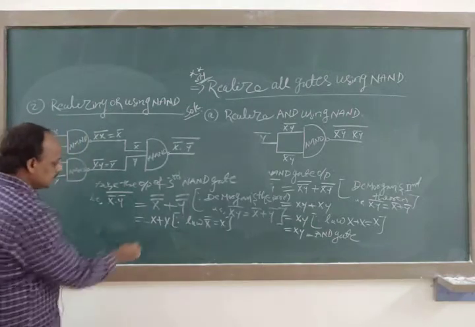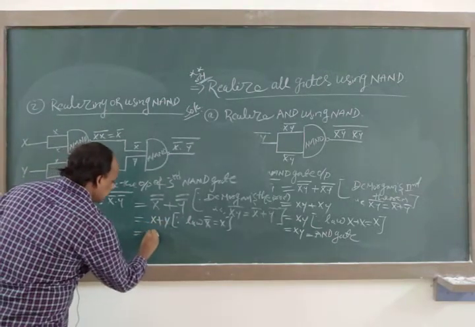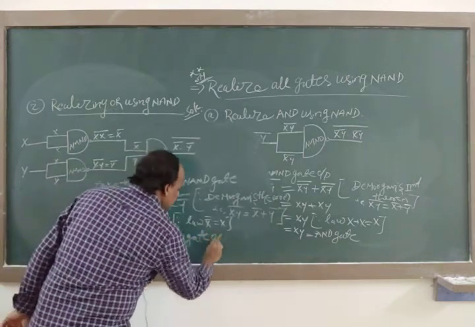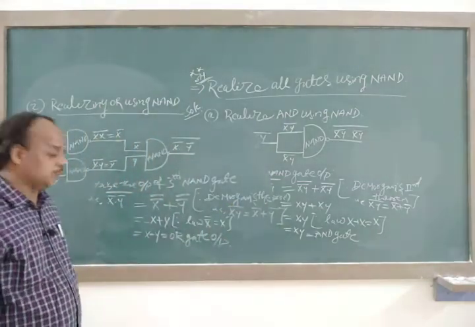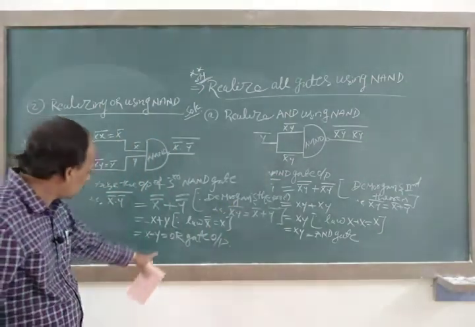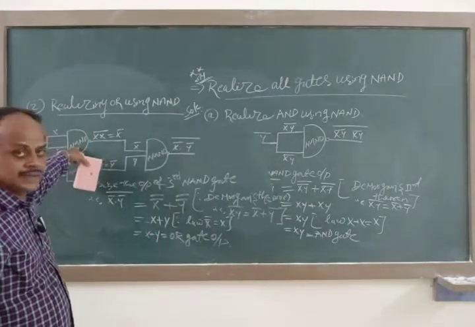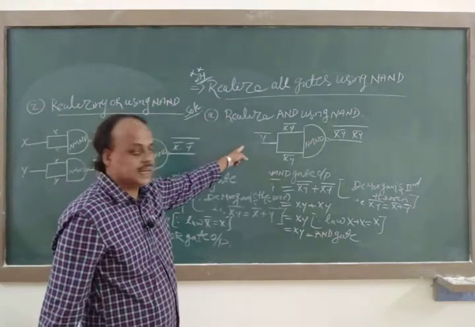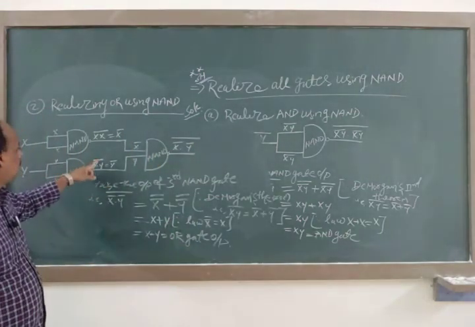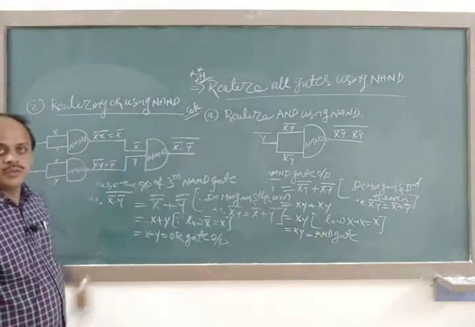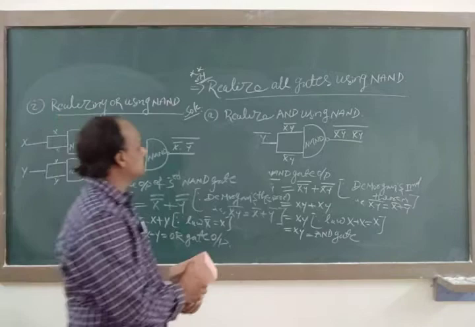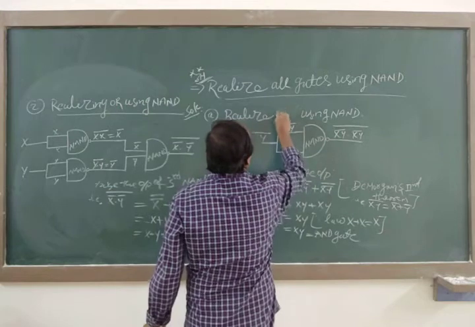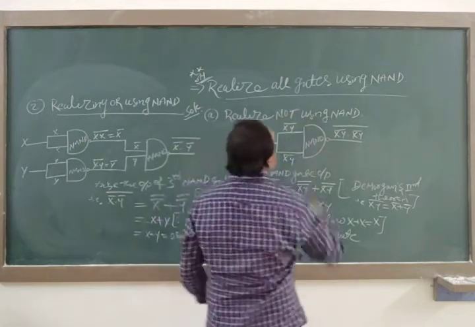Now observe, this x plus y indicates what? The OR gate output, right? So we realized the OR gate using the NAND gate. So realizing AND using NAND is over. Realizing OR using NAND is over. Now what is left is realizing NOT using NAND.